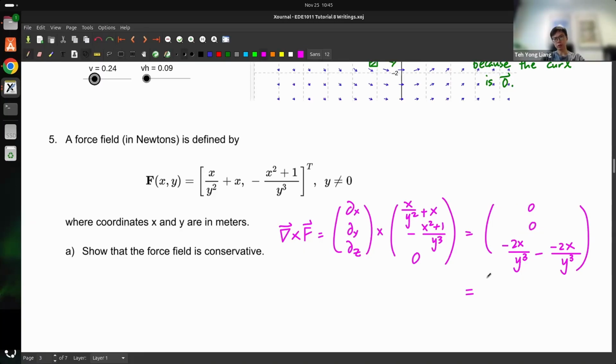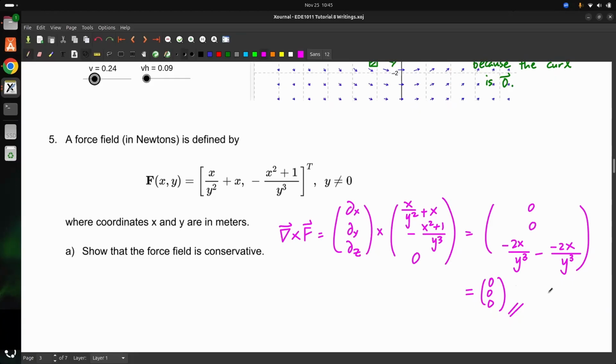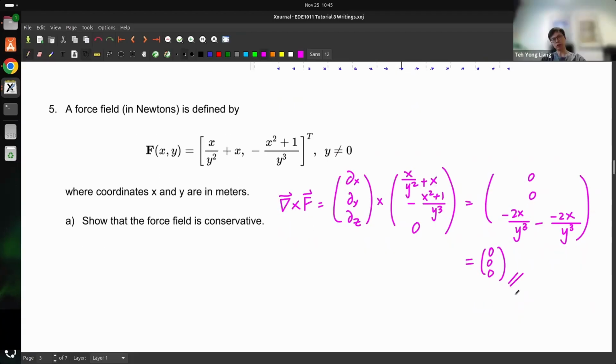So this guy will be the 0 vector. Okay, because it is minus 2x over y cubed plus 2x over y cubed. Is that okay? Once you get the zero vector, then the field is conservative.